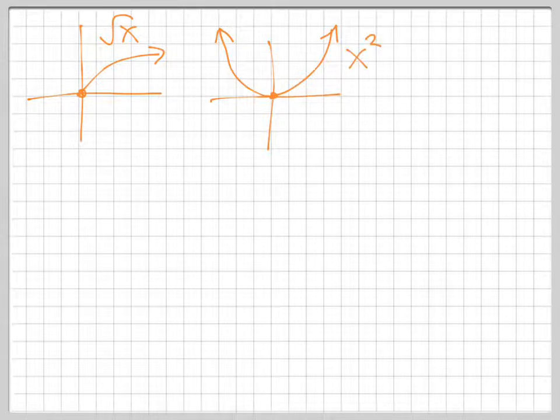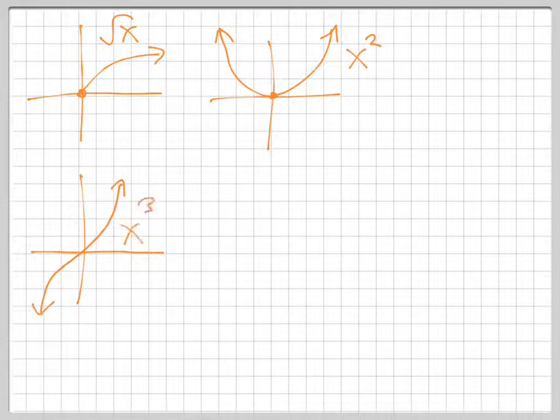X squared. And then the basic graph, the snake. Remember the snake? What's that one? X to the 3rd power. So it'd be good if you just had those basic ones right on your 3x5 card, because I'll probably test you on those.